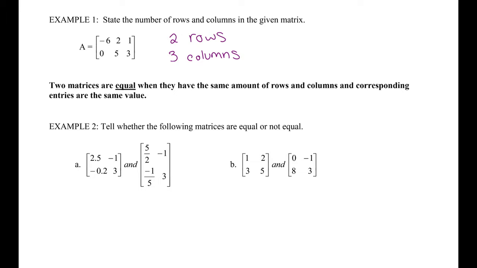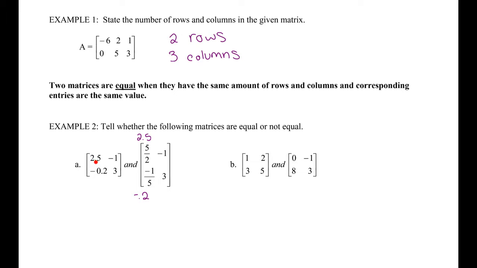2 matrices are equal when they have the same amount of rows and columns and all of the corresponding entries are the same value. So for example 2, we want to tell whether or not the matrices are equal. The first matrix we see has decimals in it, and the second one has fractions. So in order to tell if they're equal, let's change the fractions to decimals. So 5 divided by 2 will give us 2.5. Negative 1 divided by 5 gives us negative 0.2. So now we want to check.